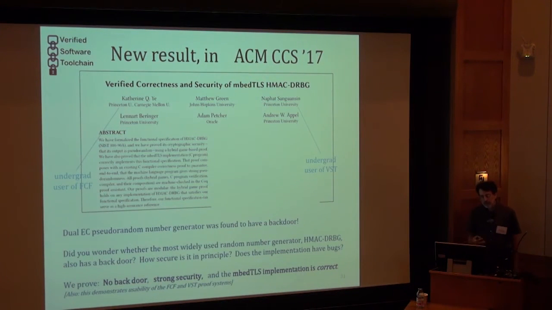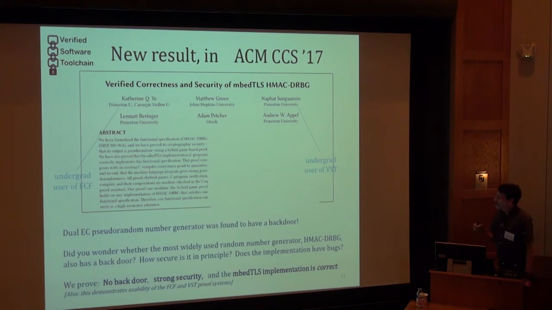And so proving in this kind of way, last year we published a result that the most widely used cryptographic random number generator in the world is actually correct and secure. A cryptographic random number generator is one that takes a short sequence of true random bits and produces a very long sequence of pseudo-random bits, such that an attacker who doesn't know the seed has an extremely small probability of being able to guess the next random bit that comes out.